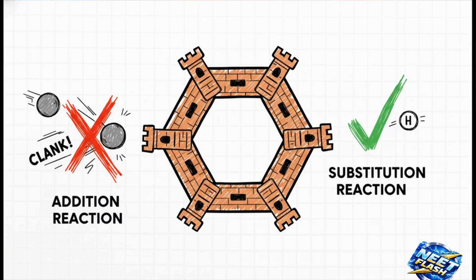It is so incredibly stable. That ring of electrons is like a perfect, impenetrable fortress, and it will do anything to protect that stability. So instead of breaking open the gates for an addition, it just swaps out a guard on the wall. It undergoes substitution to keep that special aromatic ring completely intact.